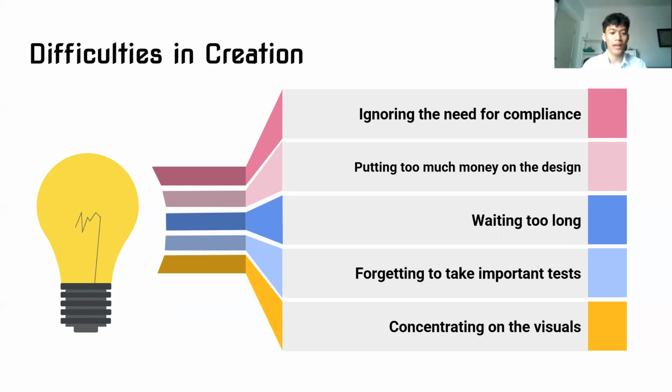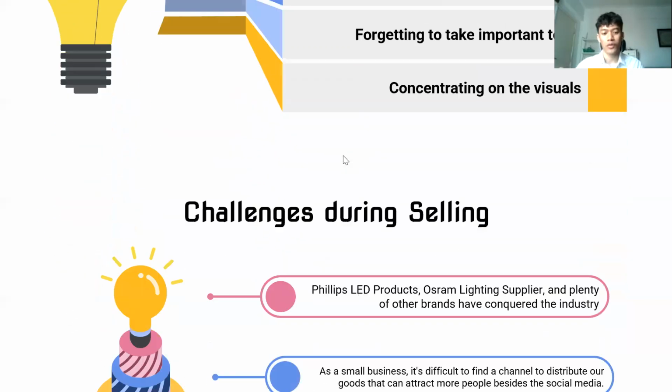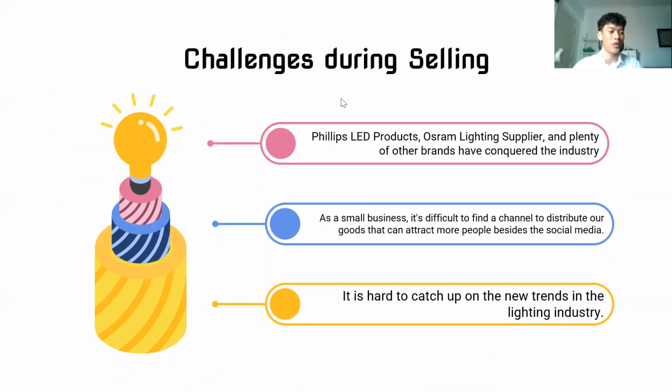So next is concentrating on the visuals. Visuals are also important, but it is not the same as functionality. You need the product to perform better than it looks.